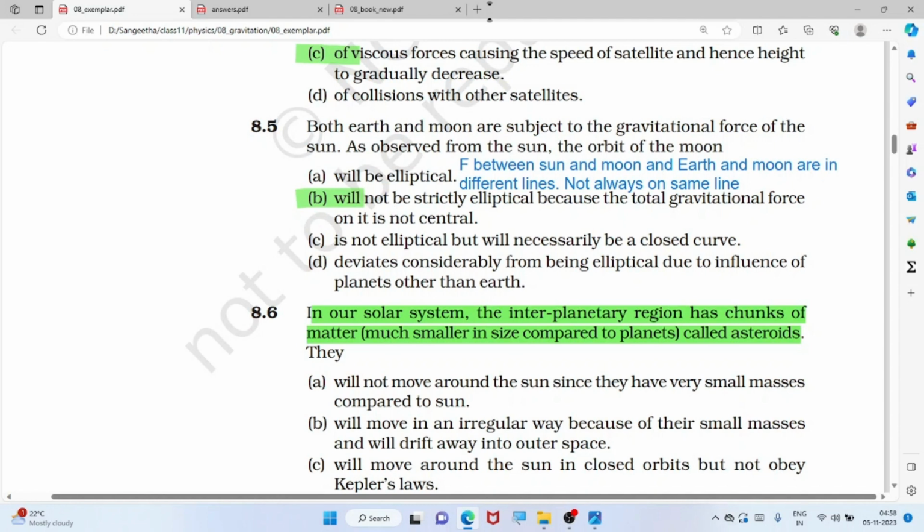It will differ based on the timing. Okay, this is not elliptical as observed from the sun. The orbit deviates considerably from being elliptical. It will not be elliptical because the total gravitational force on it is not central. That is it.